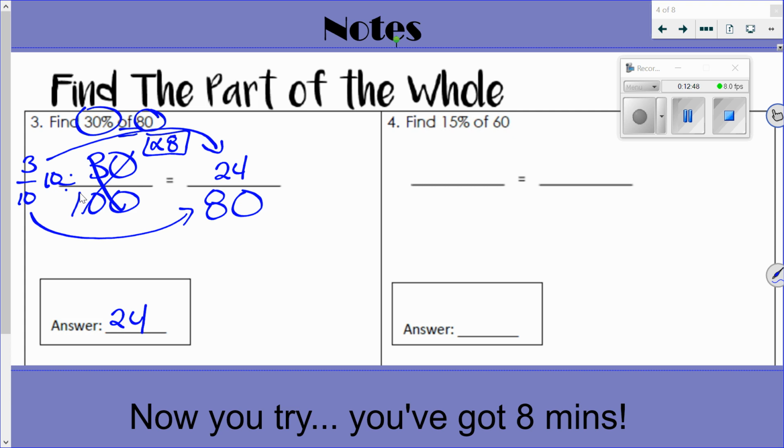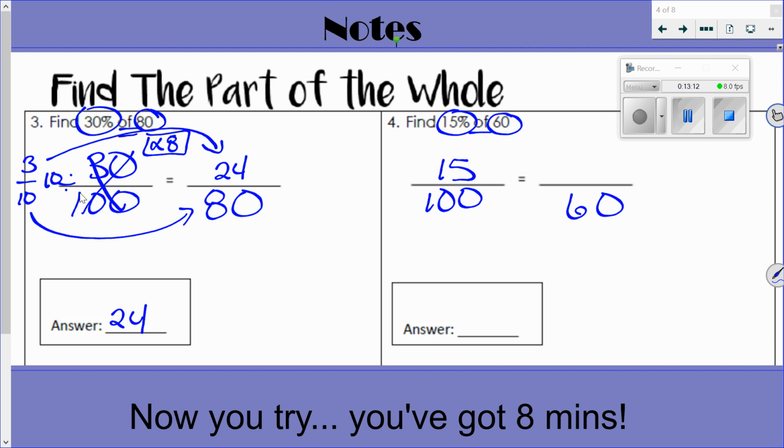All right, we always start with 100 in this box. Where does my 15 go? The top, then it says of 60. So where does my 60 go? The bottom of my second fraction. Can I do something to 100 to get to 60 evenly? No, so I have to simplify.